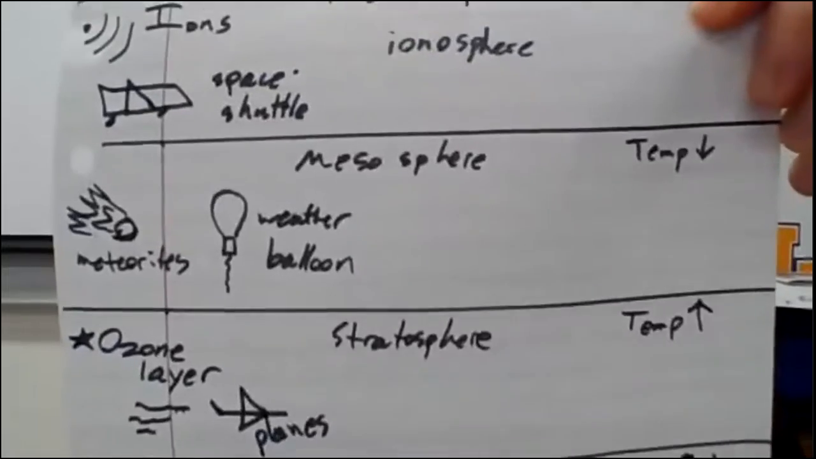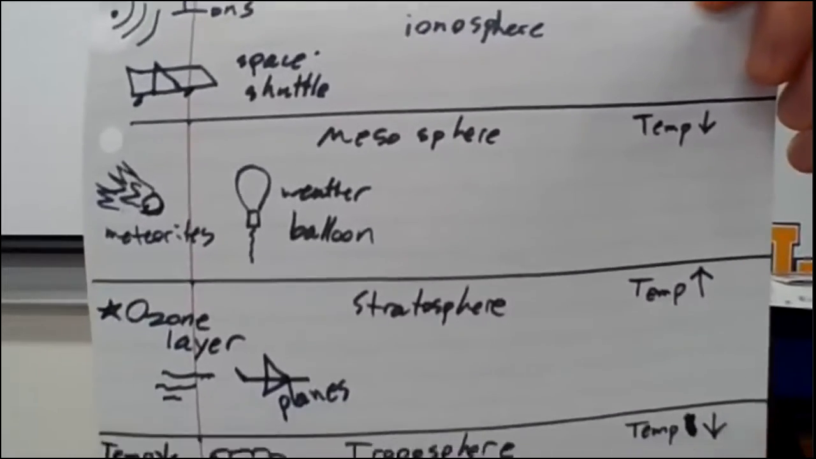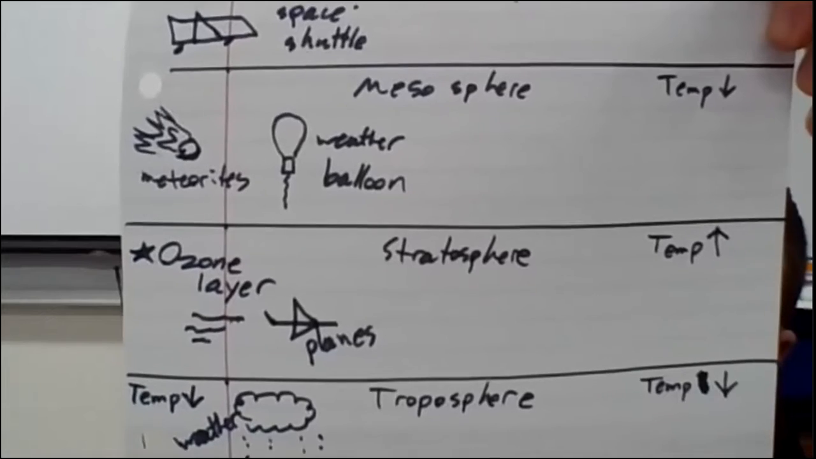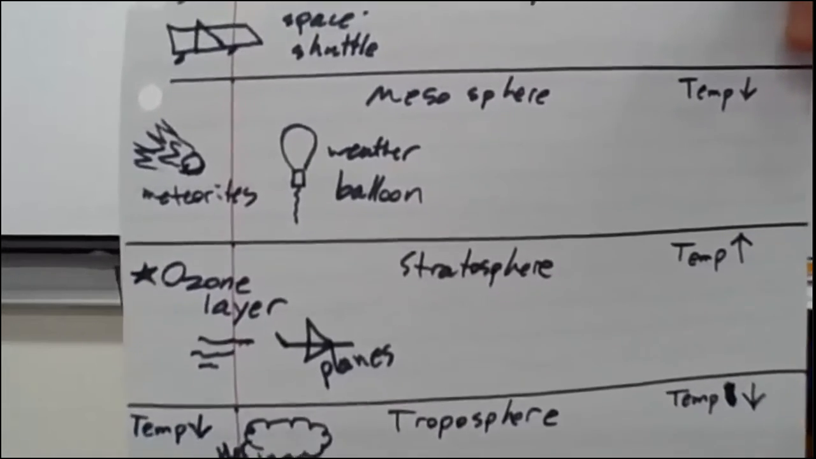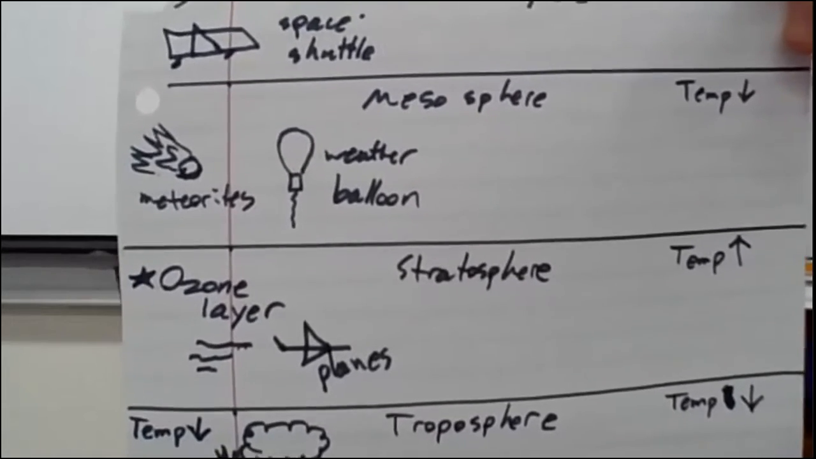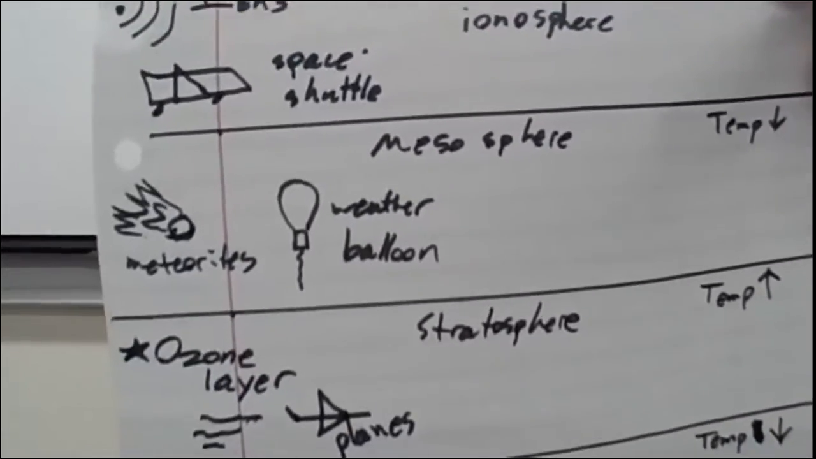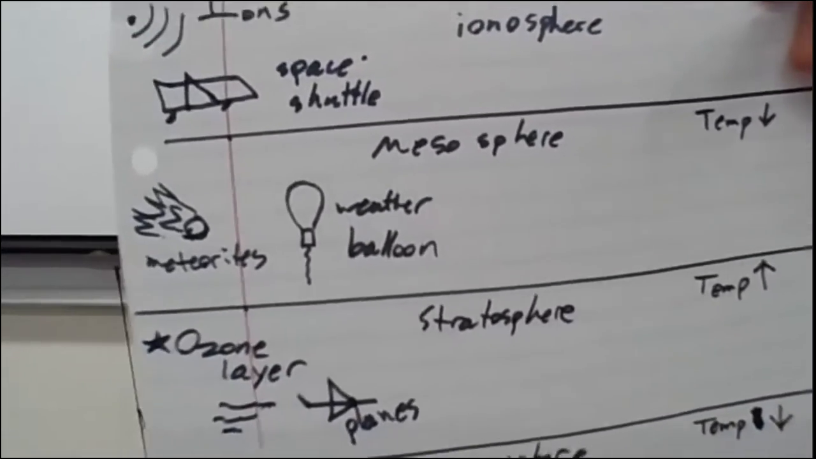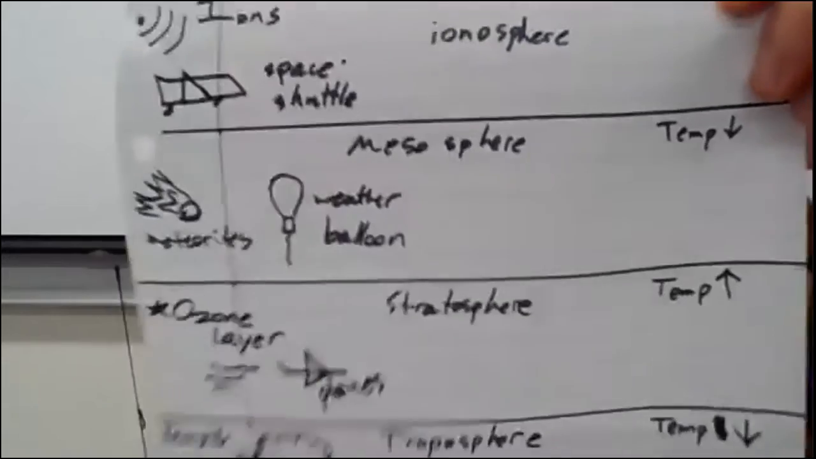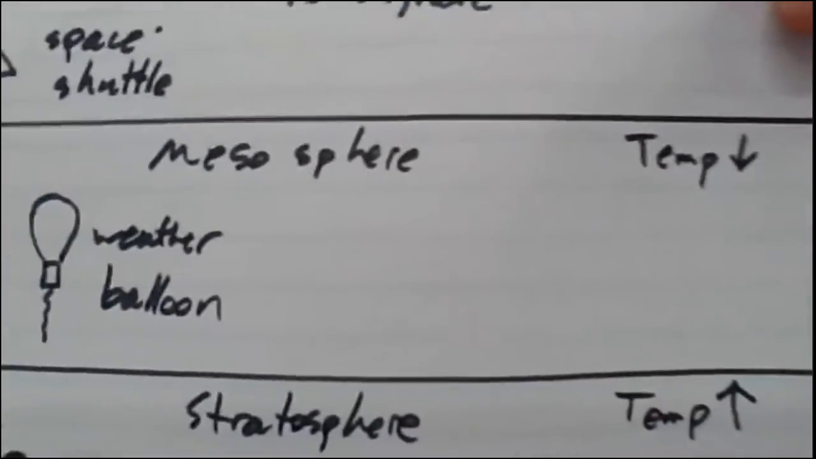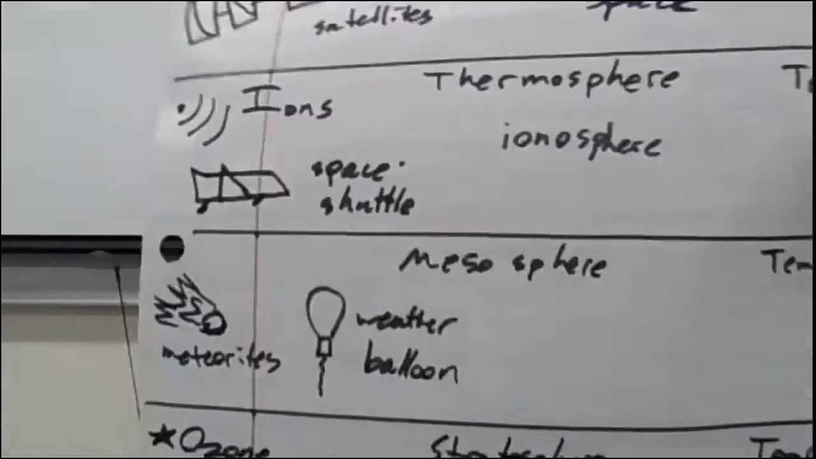Next, we have the mesosphere. That's going to have our weather balloons used to collect weather data, and also where meteorites or many meteorites or comets are going to disintegrate when they enter the atmosphere. This is where they disintegrate. Again, the mesosphere, letter M for middle. And how does temperature change? Temperature is going to go down.